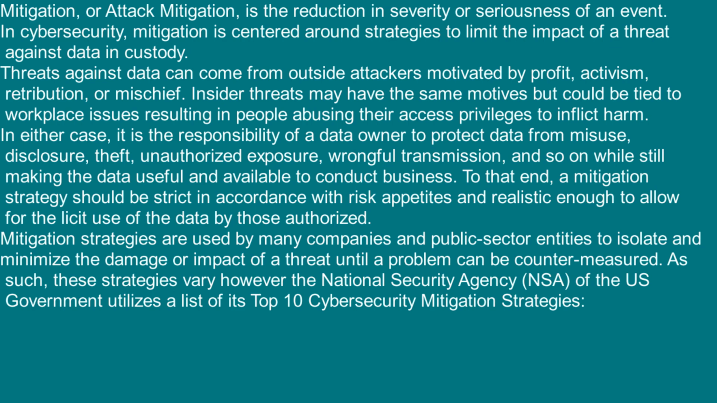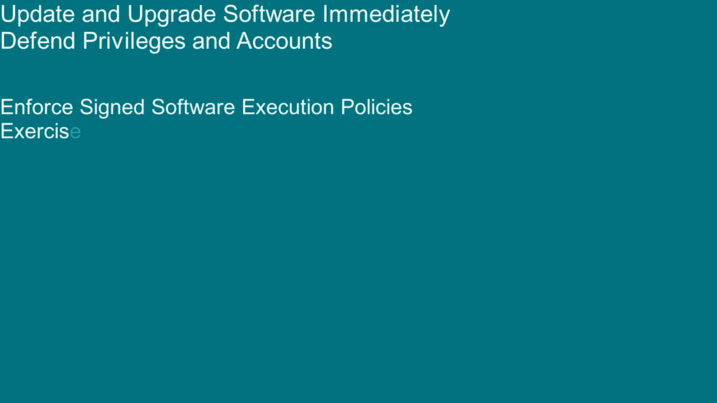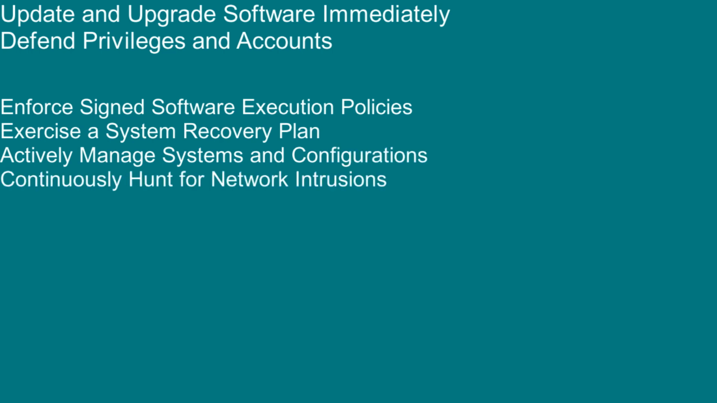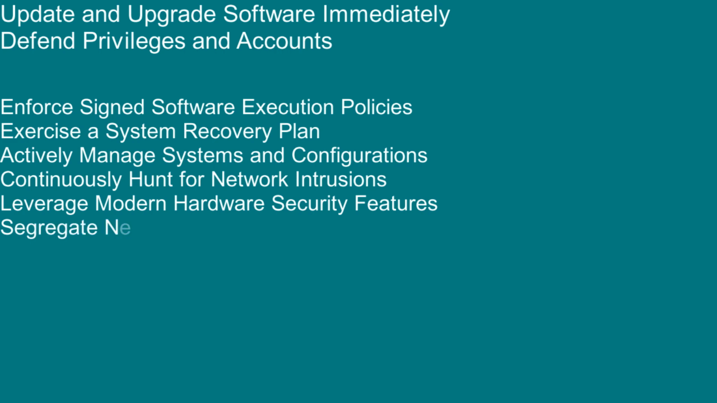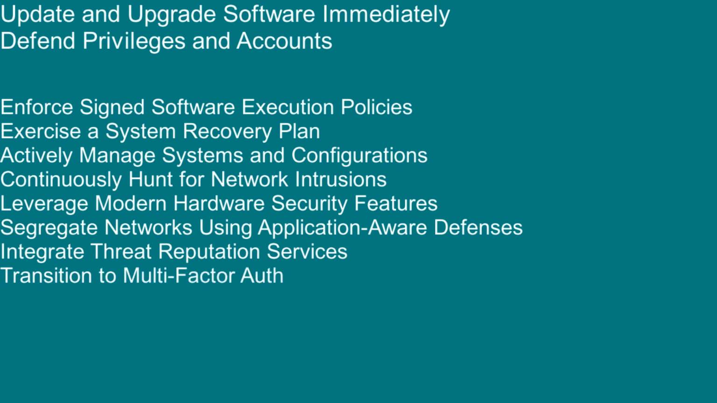Mitigation strategies are used by many companies and public sector entities to isolate and minimize the damage or impact of a threat until a problem can be countermeasured. As such, these strategies vary. However, the National Security Agency (NSA) of the U.S. government utilizes a list of its top 10 cybersecurity mitigation strategies: update and upgrade software, immediately defend privileges and accounts, enforce signed software execution policies, exercise a system recovery plan, actively manage systems and configurations, continuously hunt for network intrusions, leverage modern hardware security features, segregate networks using application-aware defenses, integrate threat reputation services, transition to multi-factor authentication.